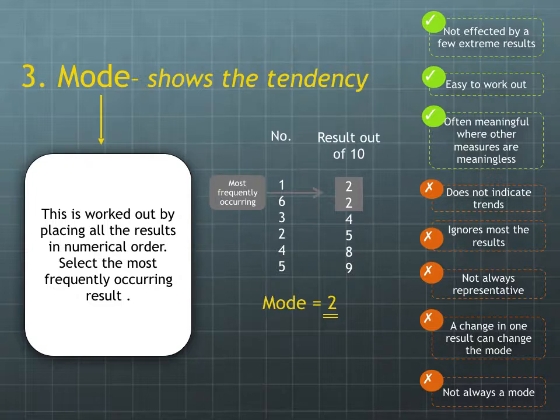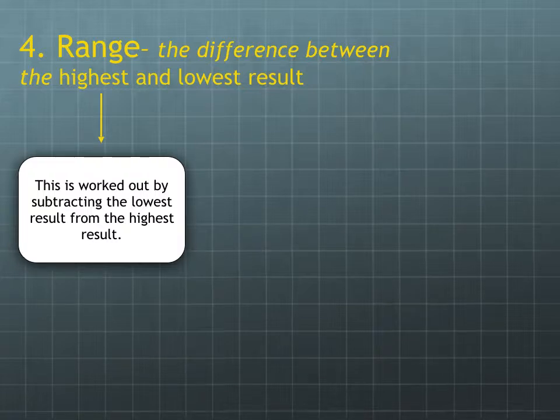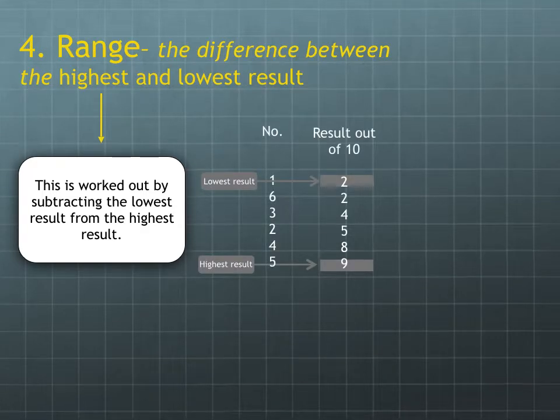Now, the next method is what we call the range. And the range is the difference between the highest and lowest result. So this is worked out simply by subtracting the lowest result from the highest result. So again, we've got our same 6 learners.